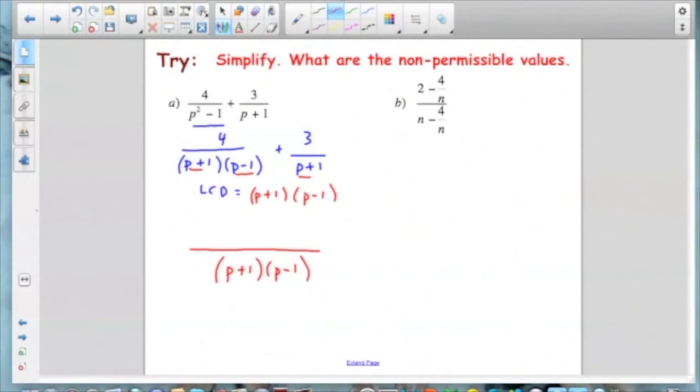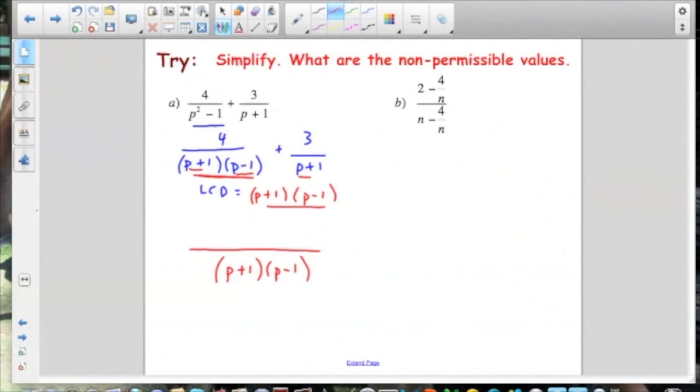Now, let's do some multiplying. So here, this side, nothing's missing. The lowest common denominator is the same as that denominator. So I'm multiplying this by 1, so that's easy. It's 4. Okay, over here, on this side, I have p plus 1. So it's missing this part. So I go here, p minus 1. So I get 3p minus 3. All right, now let's collect like terms. So I get 3p plus 1 all over p plus 1, p minus 1.